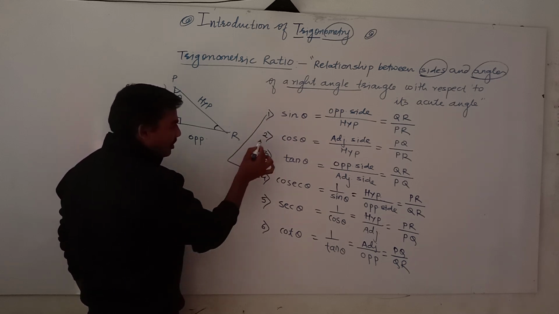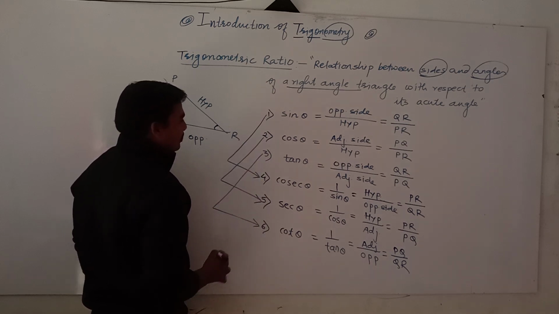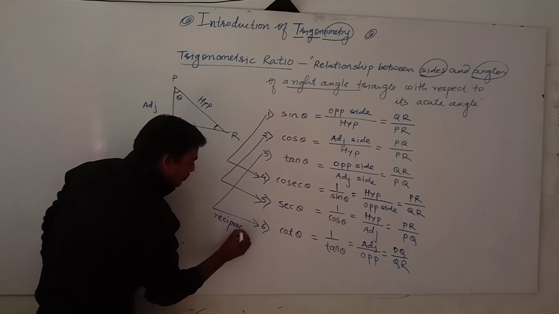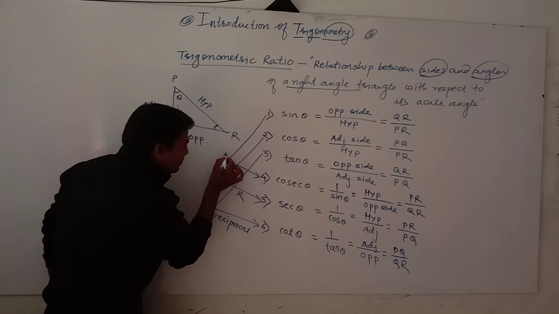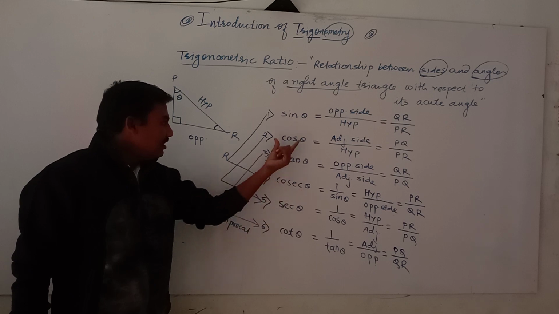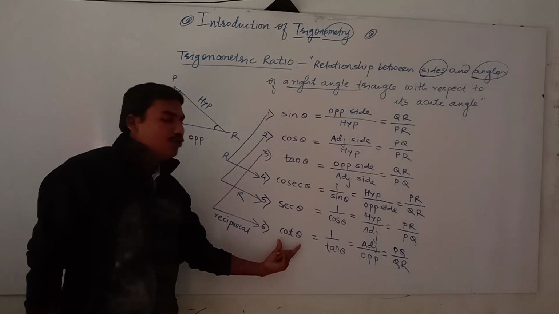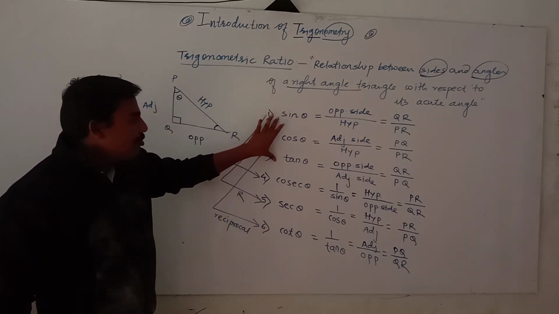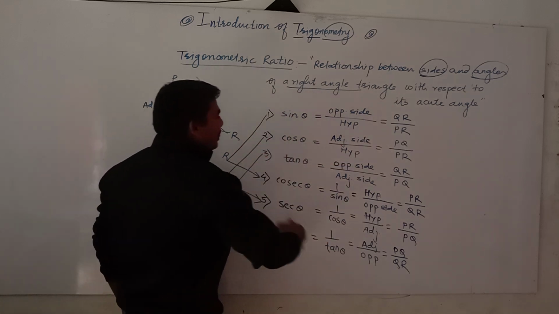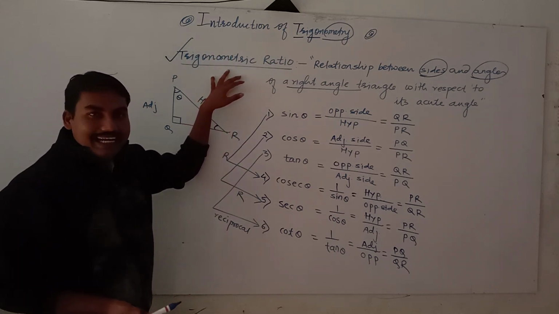So sin theta has a reciprocal, cos theta has a reciprocal, and tan theta has a reciprocal. So these are the reciprocals. Sin theta is the reciprocal of cosec theta, cos theta is the reciprocal of sec theta, tan theta is the reciprocal of cot theta. So the basic first three are important, and the remaining three we can calculate from these three. These are nothing but your trigonometric ratios.